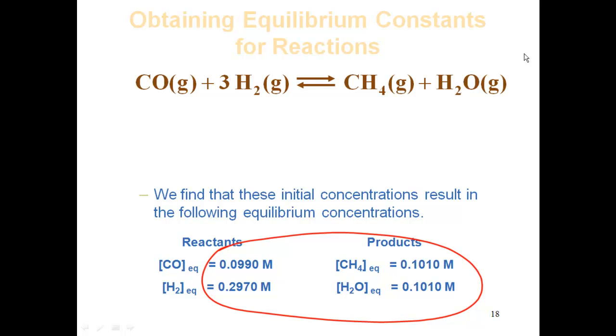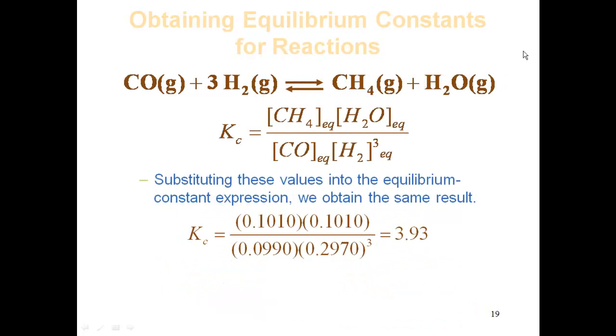However, these are equilibrium concentrations, once again. So if I plug that into the equilibrium expression, when I do the math, it should be 3.93 again, since these are equilibrium concentrations. Once again, it's set up the same way. Products over reactants, methane to the first, water to the first, carbon monoxide to the first, and hydrogen to the third. Plug in my values for methane, 0.110, water, 0.110, carbon monoxide, 0.0990, and hydrogen gas, 0.2970 to the third power. Put that into my calculator, and I get 3.93. Same value I had in the previous experiment.